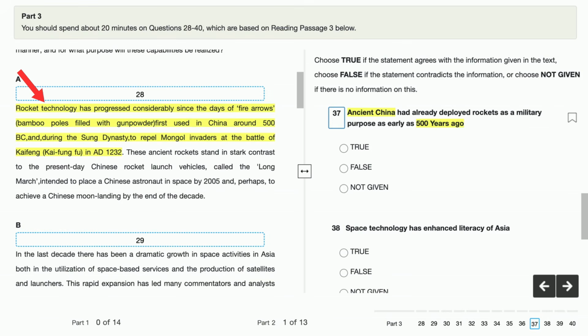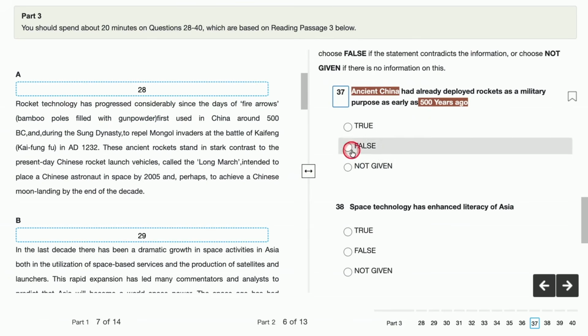Rocket technology has progressed considerably since the days of fire arrows, bamboo poles filled with gunpowder, first used in China around 500 BC and during the Sung Dynasty to repel Mongol invaders at the Battle of Kaifeng Fu, in AD 1232.